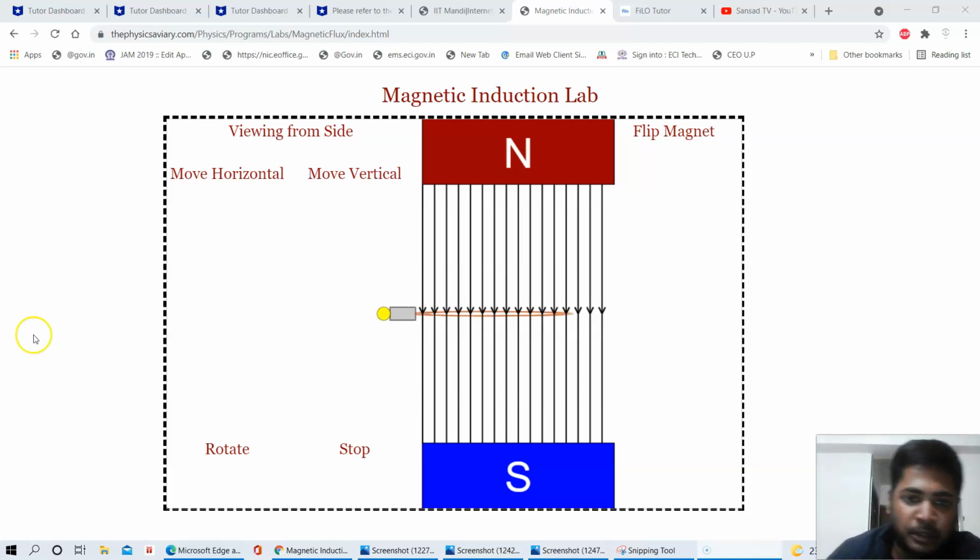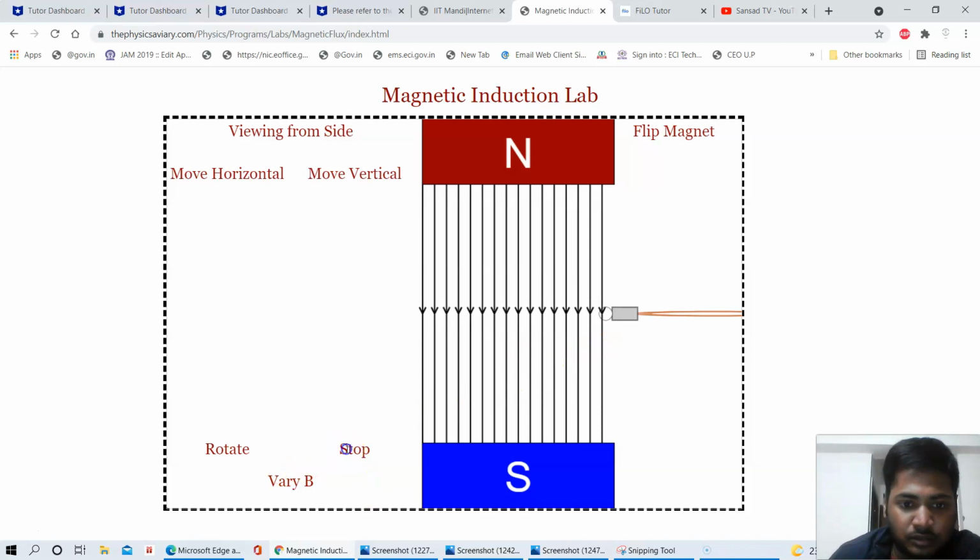So here is an experiment in which you can see that there is a coil and there is a connection with the bulb, and this bulb is getting lightened up when the flux through this coil is changing. So let's see it again.